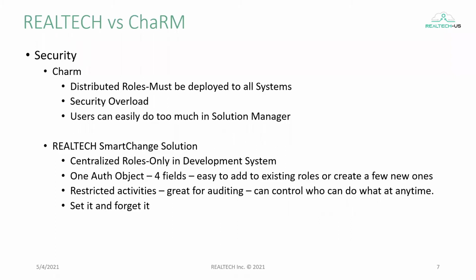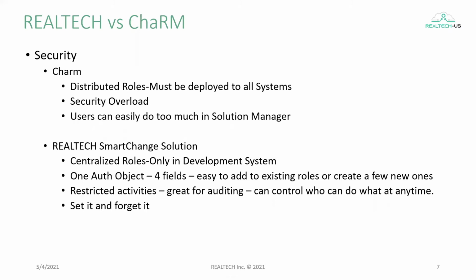Going on to the security, which I touched a little bit on. With Charm, you need roles across all your systems: dev, quality, production, Solution Manager. This client said it was security overload, right? And sometimes security could give them too much access in the target systems or Solution Manager. So it really becomes a security nightmare.